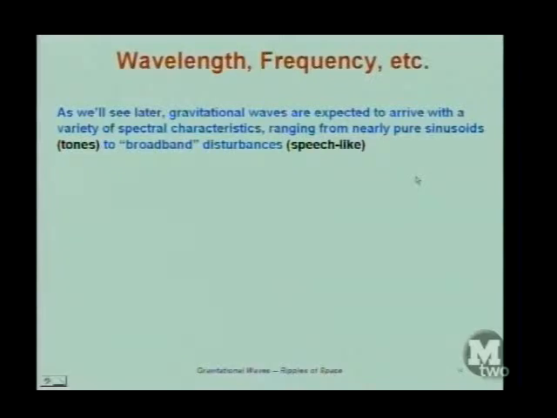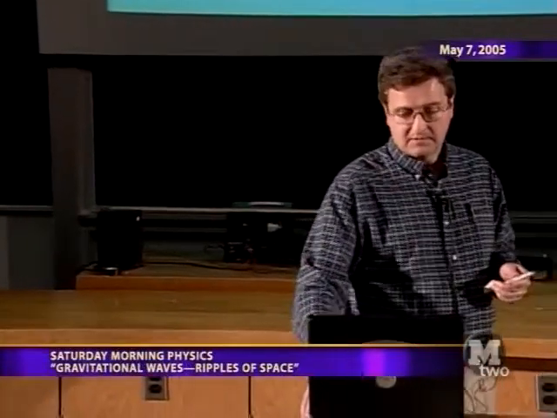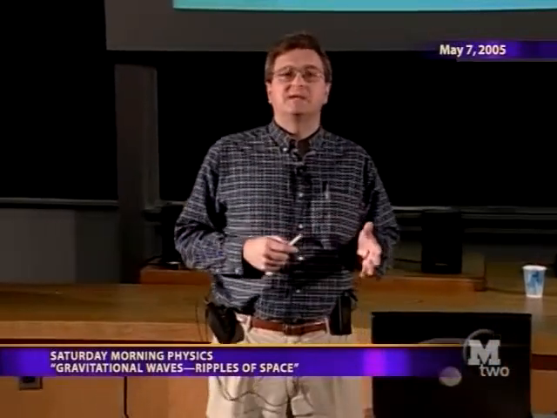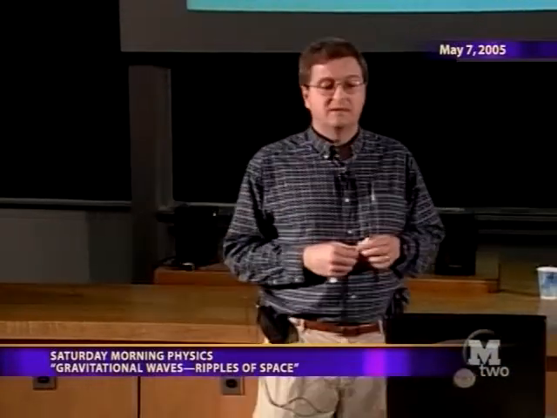Now, as it turns out, and we'll discuss this in more detail a bit later, gravitational waves are expected to arrive with a variety of spectral characteristics. We may have things that look like pure sinusoids, but we also have very broad band disturbances that are more like the speech that we project ourselves. Now, as it happens, the waves that we think we can detect here on the Earth's surface tend to be in the audible band. I'll talk more about that in detail next week. Now, the gravitational wave speed is actually very, very high compared to the sound speed.